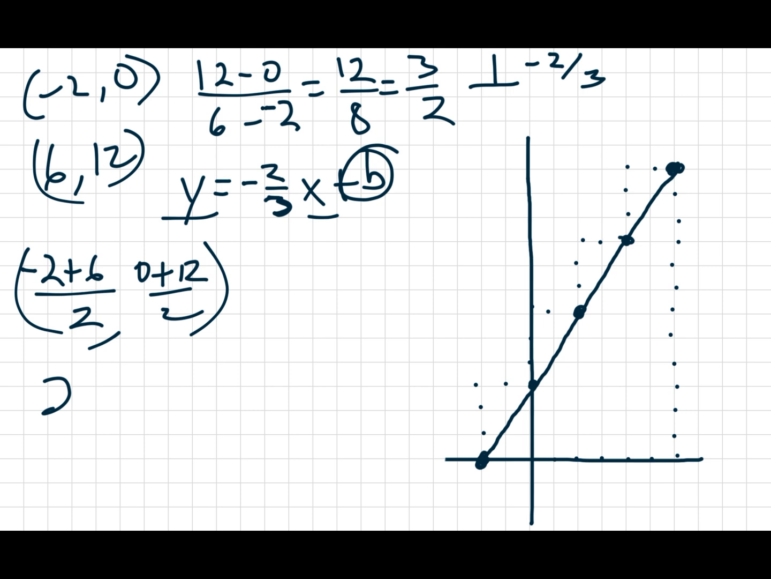So just visually, where is 2, 6? 1, 2. 1, 2, 3, 4, 5, 6. So yes, that is the midpoint. And that is your x and your y to put into your equation. Make sure you put them in the right positions. Y is 6. X is 2. And now I can find b. So 6 equals -4/3 plus b.